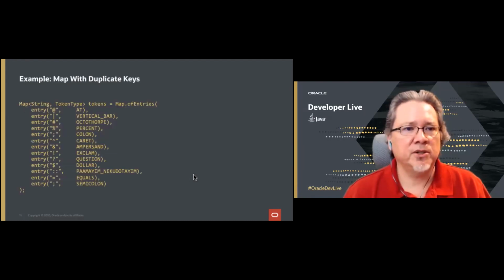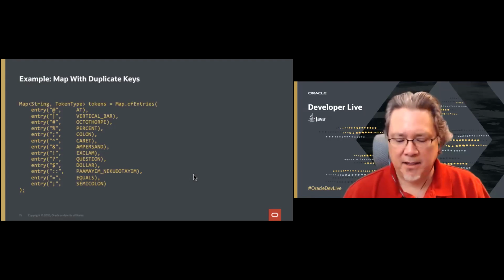So let me show you an example of why I think this is important. Let's go back to our symbol table. We have map.of entries, and we have a bunch of token types here. It turns out this code has a bug in it. If we were to simply compress out duplicates, this might cause some very strange behavior at runtime. There are 13 entries listed here, but if we compressed out duplicates, the map would only end up with 12 entries. And so this might be very hard to spot.